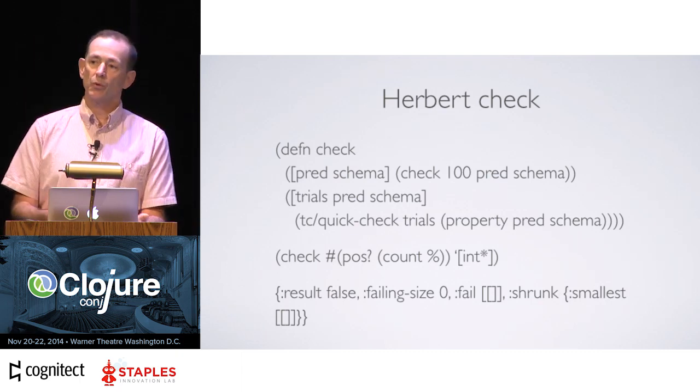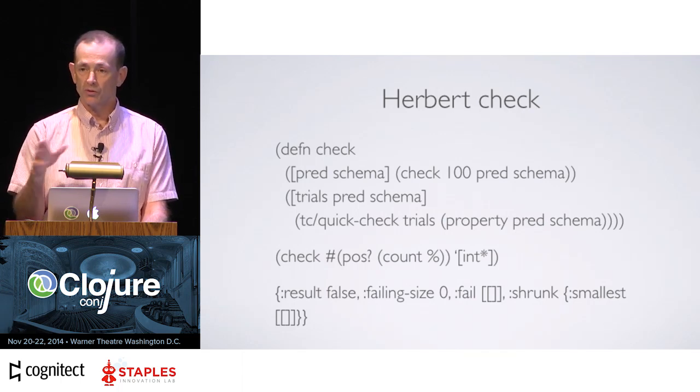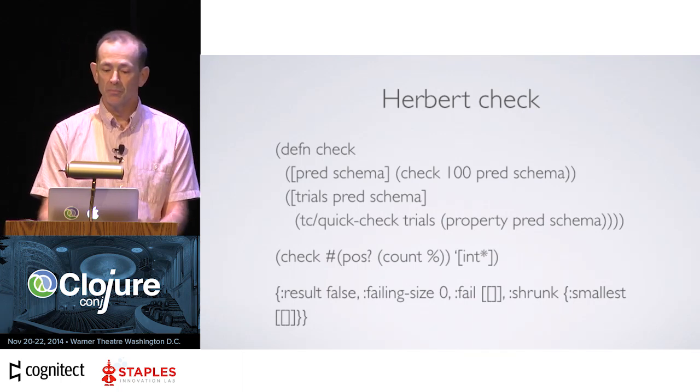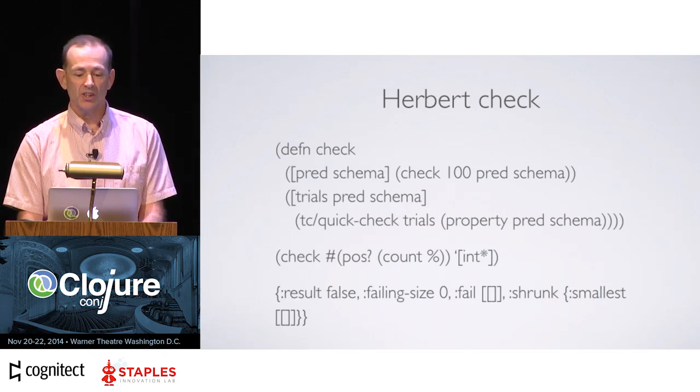Typically, I'm going to have one predicate and one schema. And I want that schema turned into a generator. And then I'm going to run that predicate for so many trials. And the hope is that that predicate always succeeds. But if it fails, then quick check will give me back the smallest failure case.